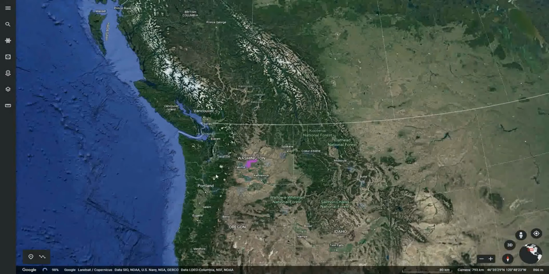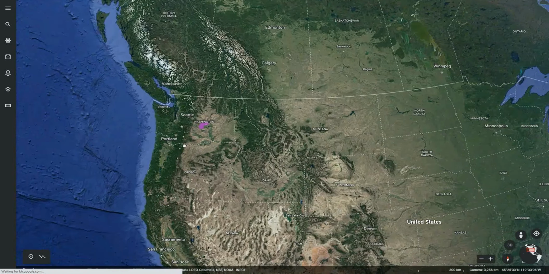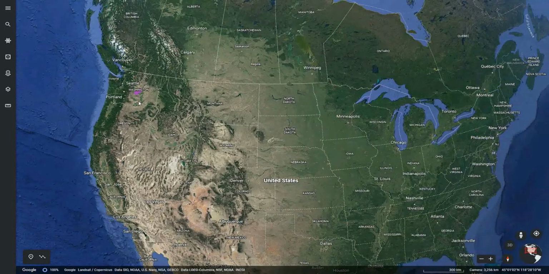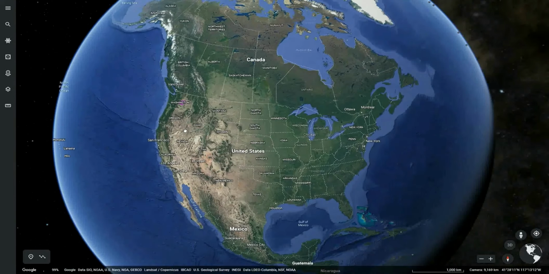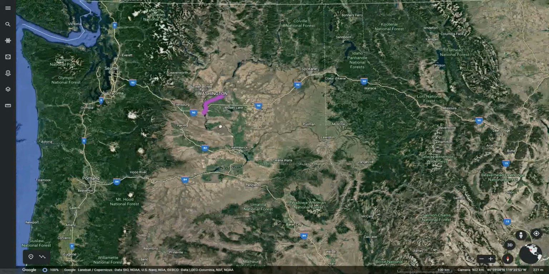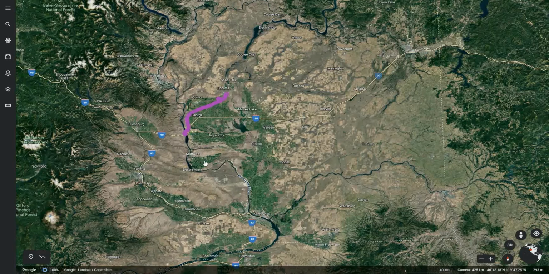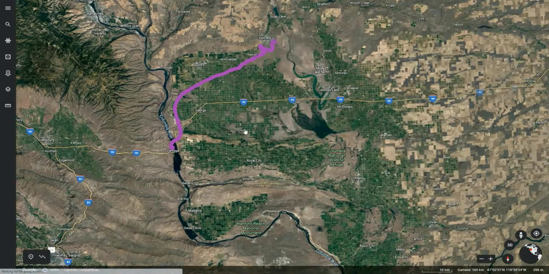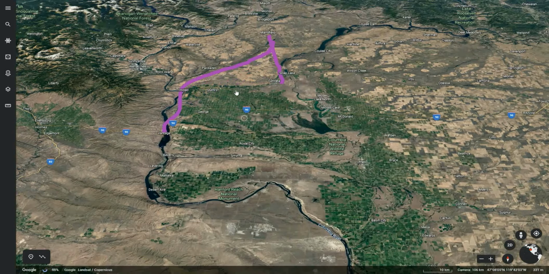If you keep zooming out, you can see it in terms of the entire United States. Again, it's not small, and it's really cool that you can see all this so easily. Let's zoom back in, and let's take a look at the altitude. Let me zoom in, and let me see if I can tilt the map a little bit so we can see the altitude.